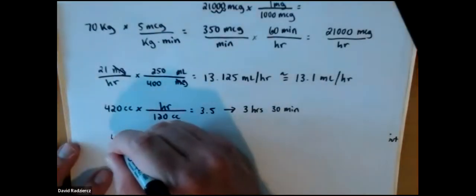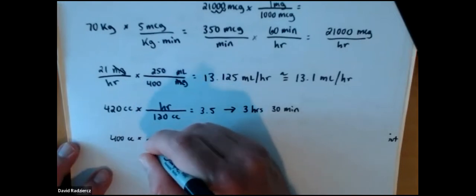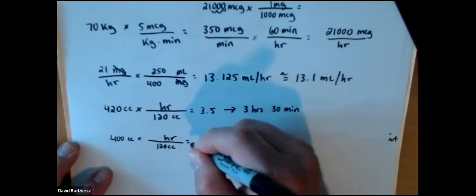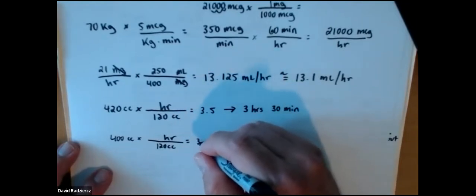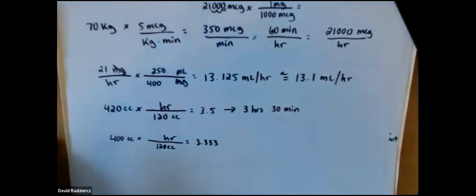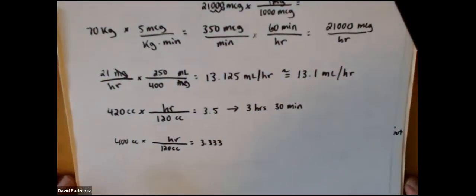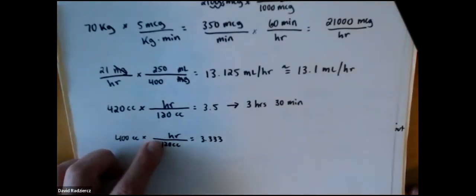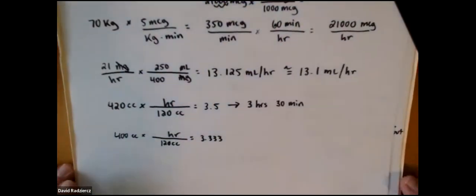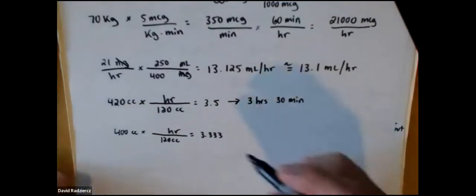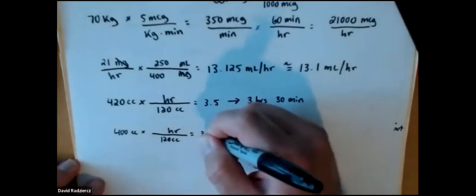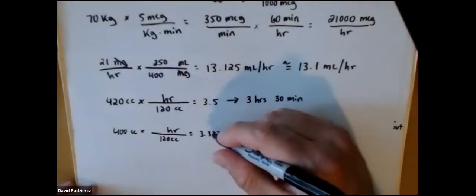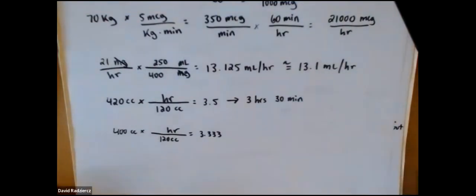If it was 400 cc's, still at 120 cc's per hour, you're going to get something that looks like 3.333 repeating. How are you going to figure out how many minutes that is? I don't think you'll ever see anything like this, but it's a good strategy if you do. Obviously, you're not going to say 3 hours and 0.333 minutes. You can multiply that 0.333 by 60.